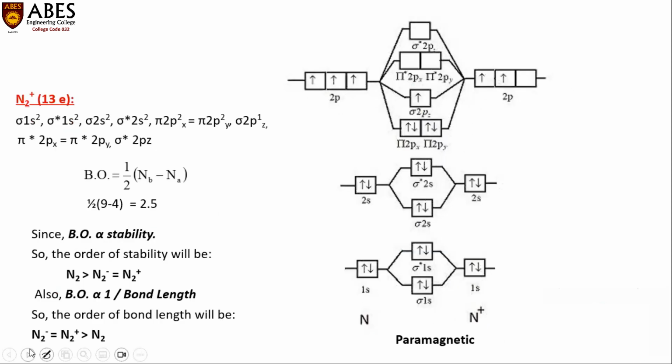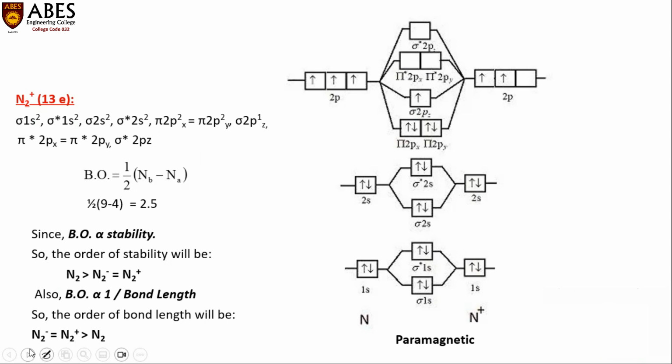Now if we discuss stability, as we know very well, bond order is directly proportional to the stability of the molecule. So we have calculated that the bond order of nitrogen is 3 and the nitrogen cation and nitrogen anion have bond orders 2.5 and 2.5. Therefore, the stability of nitrogen will be greater in comparison to the nitrogen cation or nitrogen anion.